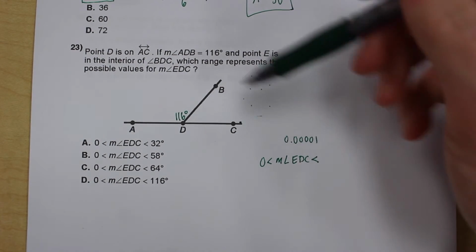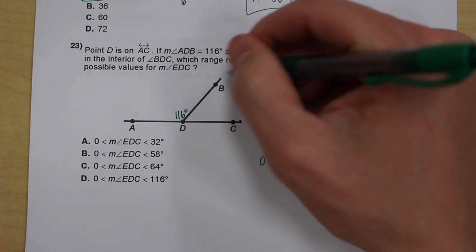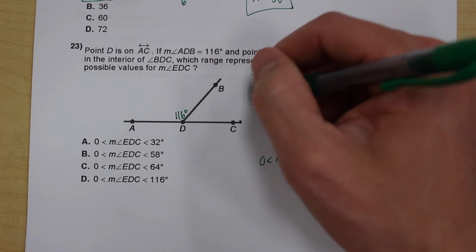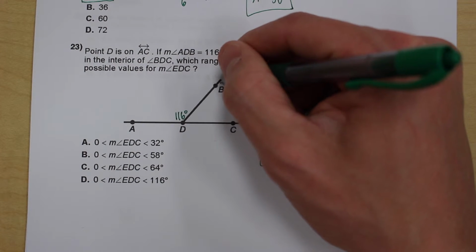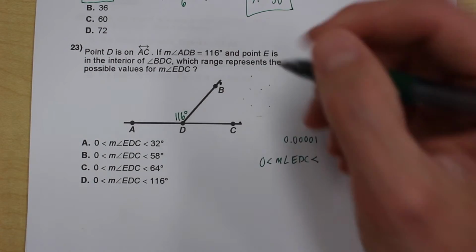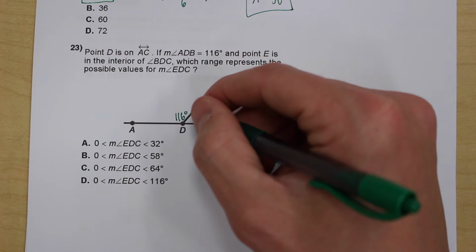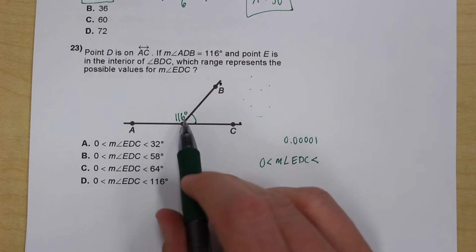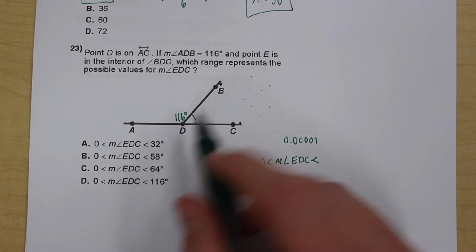What is the largest that it could be? Well, if we go to the other extreme, we could put E in the middle, but what if we put E right here, okay? Well, this angle right here is supplementary with 116.